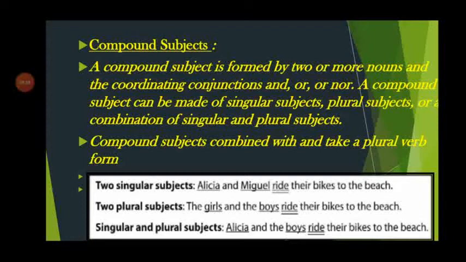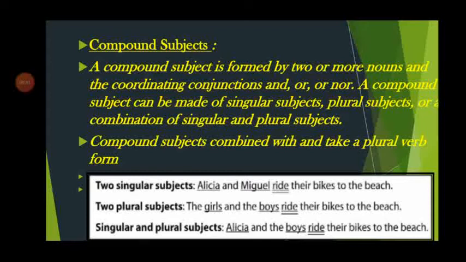A compound subject is formed by two or more nouns and the coordinating conjunctions and, or, nor. And a compound subject can be made of singular subjects, plural subjects, or a combination of singular and plural subjects. Compound subjects combined with and take a plural verb form.